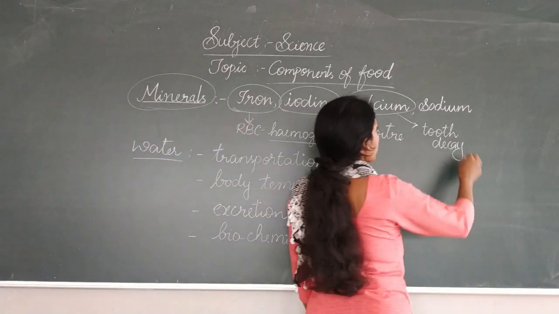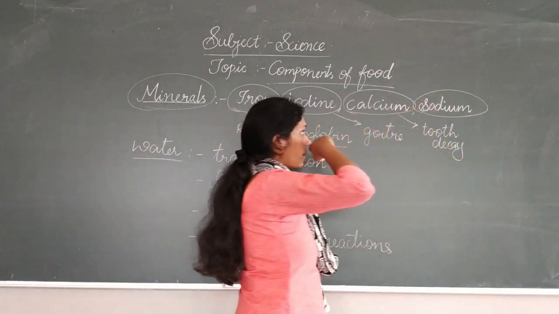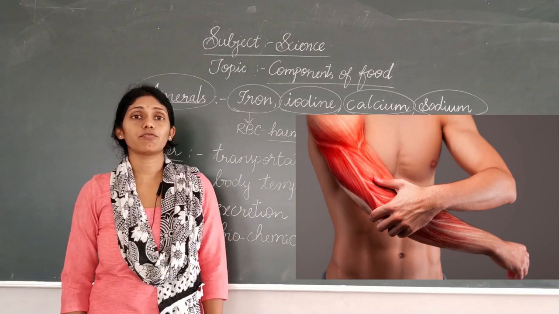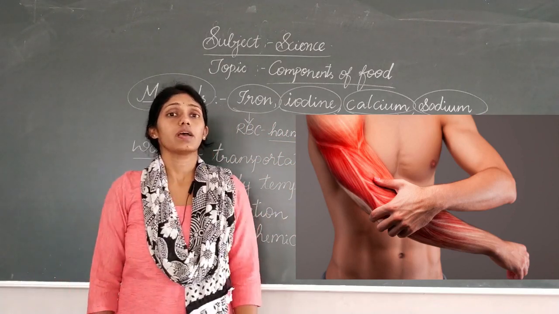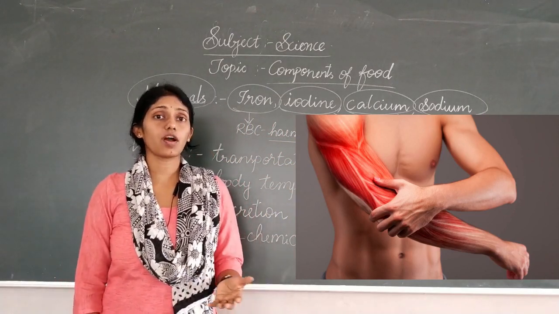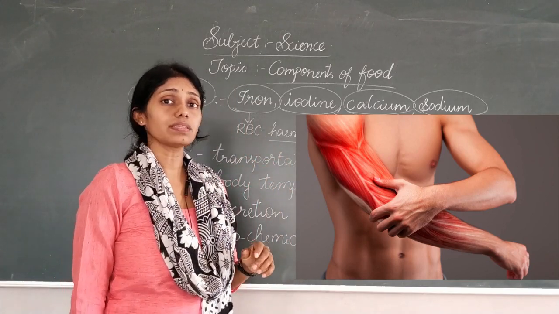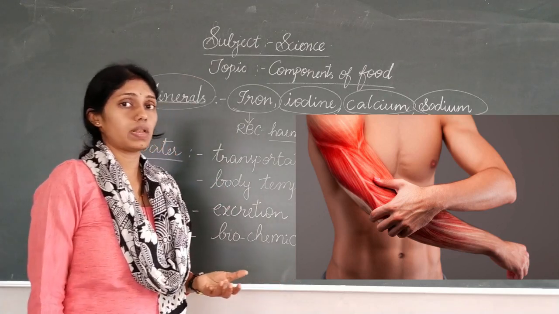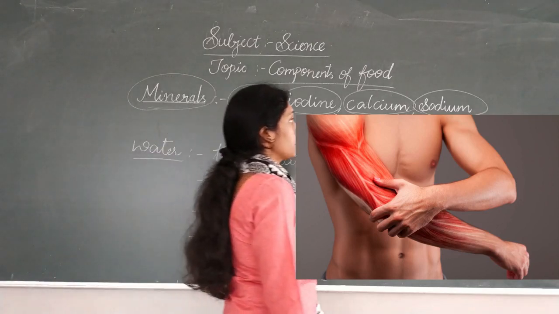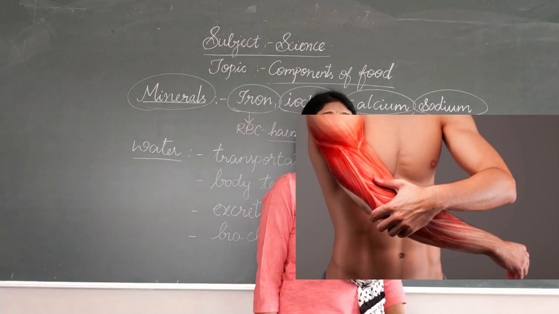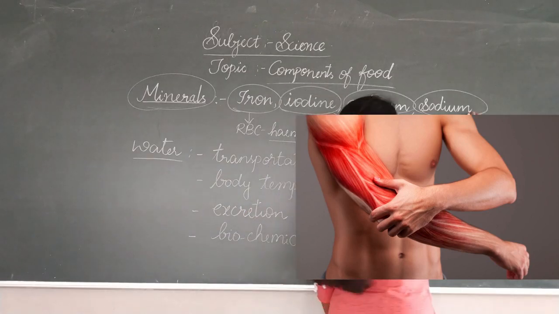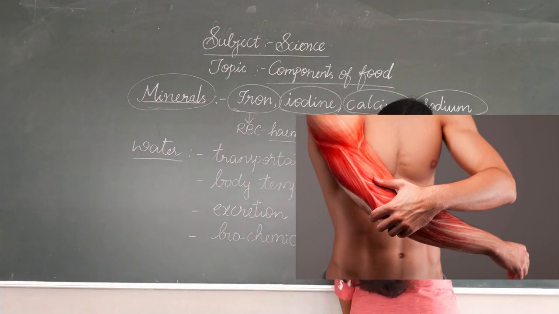Then coming to sodium. Sodium is another type of mineral present in the food. We call it common salt. It is present in the green vegetables, some cereals and pulses. Okay, children, the lack of sodium leads to weakness in the muscles.